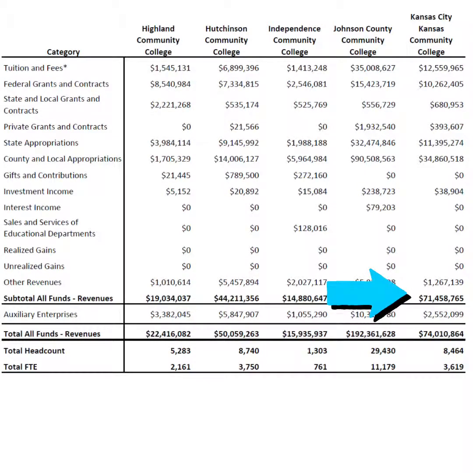So for 2018, the subtotal of all the revenues was $71.4 million. Throw in an extra $2.5 million, and with all total revenue, Kansas City, Kansas Community College was responsible for $74 million of revenue during the 2018 calendar year. As you can see, its neighbor across the county, Johnson County Community College, had $192 million of total revenue. But they also served 29,000 students compared to the 8,400 for Kansas City, Kansas Community College.